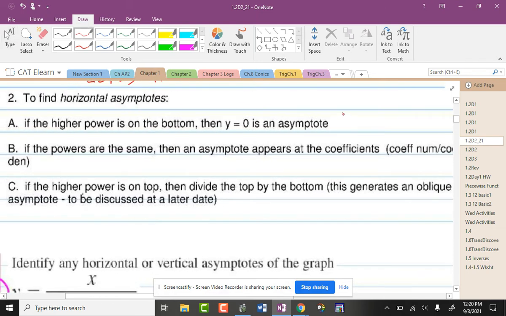Here's an example of this. Y equals, go ahead and stuff this right next to this. Let's say x plus 1 over x squared minus 2. Let's just analyze the powers.